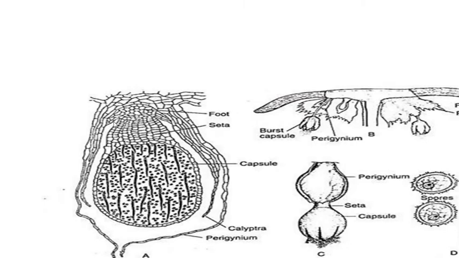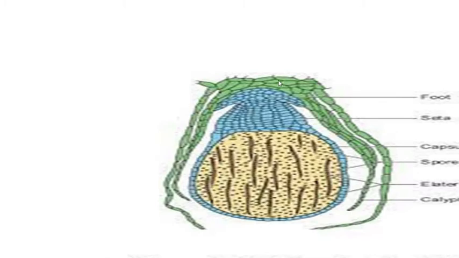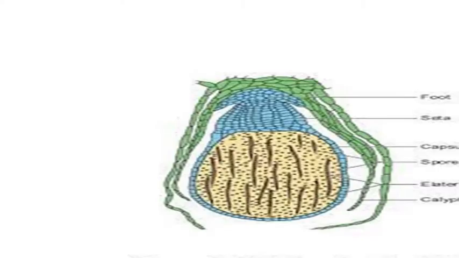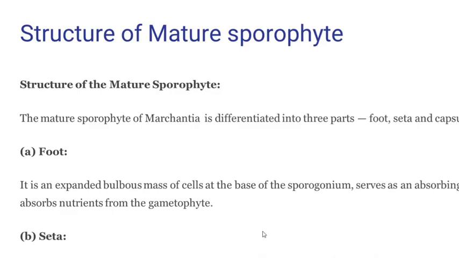So these are the surrounding tissues: the perigynium, perichaetium and calyptra. These are developed from the venter, the peripheral cells of the venter. So here you see the elaters. The elater mother cells divide and form elaters with spiral thickenings. These are hygroscopic in nature. The main function of elaters is spore dispersal.